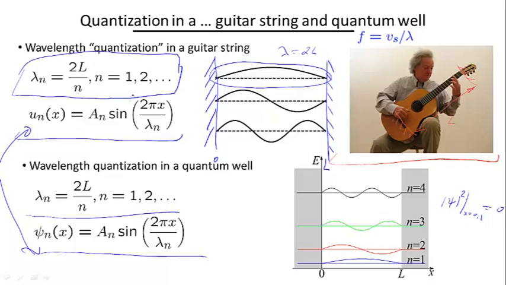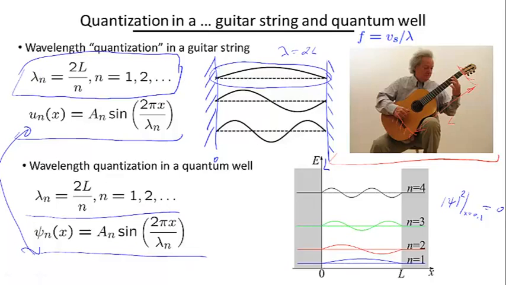So there's absolutely no difference. I just copy pasted exactly the same equations, only replacing u sub n, which is the displacement, by psi of n, which is the wave function of the electron. So this shows you that there is a lot of analogy in quantization of electron wavelengths and quantization of wavelength of classical objects, elastic objects.